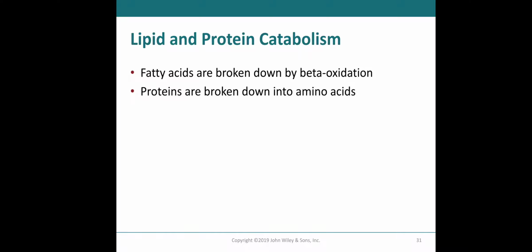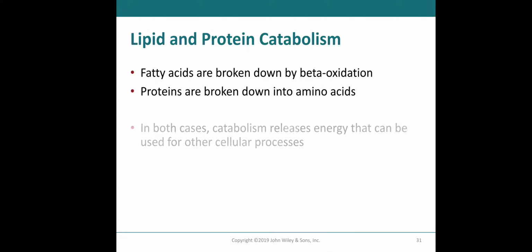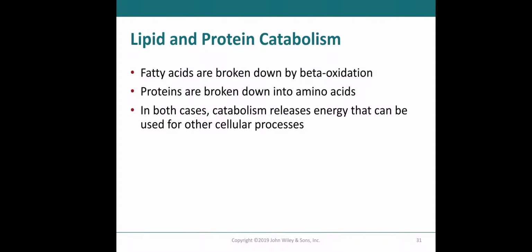For the proteins, they are broken down into their constituents, which are the amino acids. For both of these cases, the catabolism releases energy that can be used for other cellular processes. That is why, aside from carbohydrates, we can actually get energy from other sources. And that is also some of the reasoning behind some of the diet plans. For example, a high protein, low carbohydrate diet.